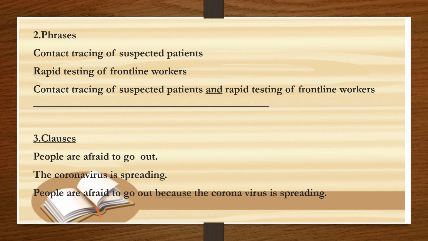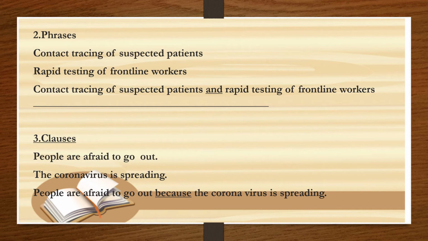Number 3, we have the clauses. People are afraid to go out and coronavirus is spreading. We're going to combine these two clauses. We have people are afraid to go out because the coronavirus is spreading. So people are afraid to go out and the coronavirus is spreading are being connected by the conjunction because. In each of the examples, you will see that a conjunction has been used to connect or link the two separate items into one expression.